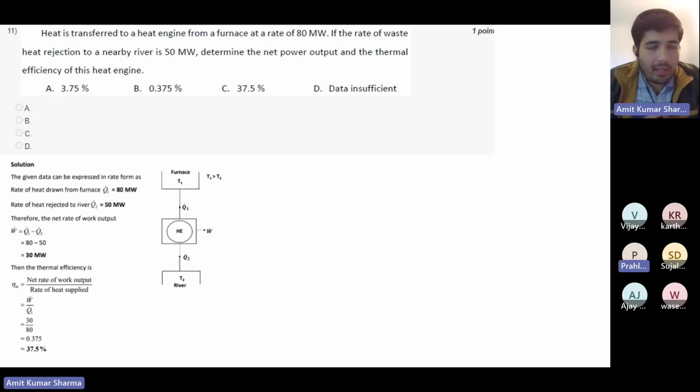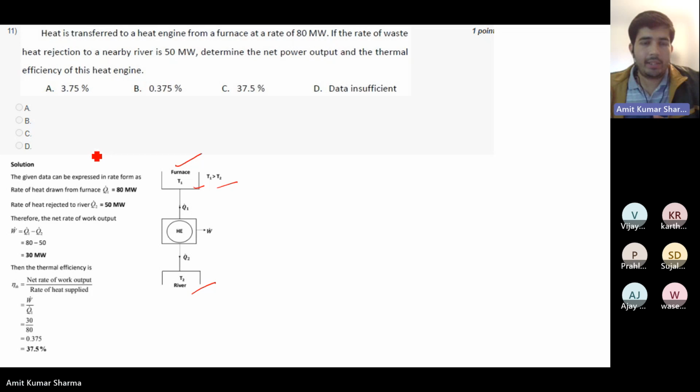So the answer will be option C, 37.5. Here you can see we have a furnace at temperature T1 and a river at temperature T2. T1 is greater than T2. Some heat transfer is there, and the heat engine develops work. So W will be Q1 minus Q2, and 30 megawatt will be the work.